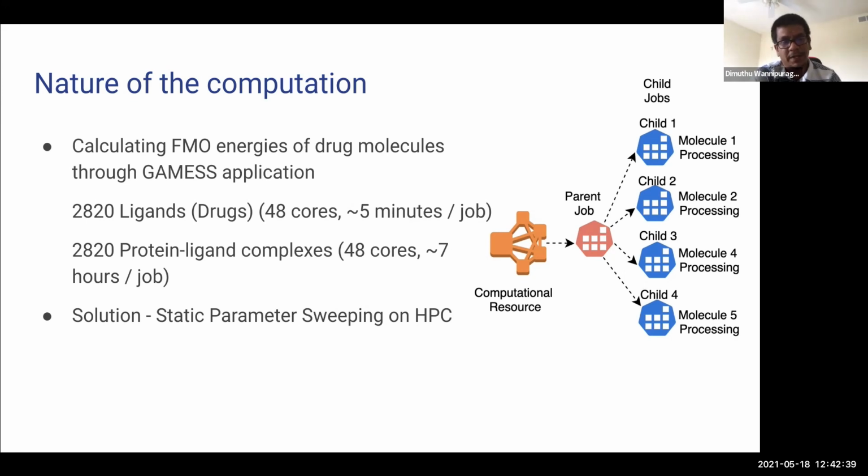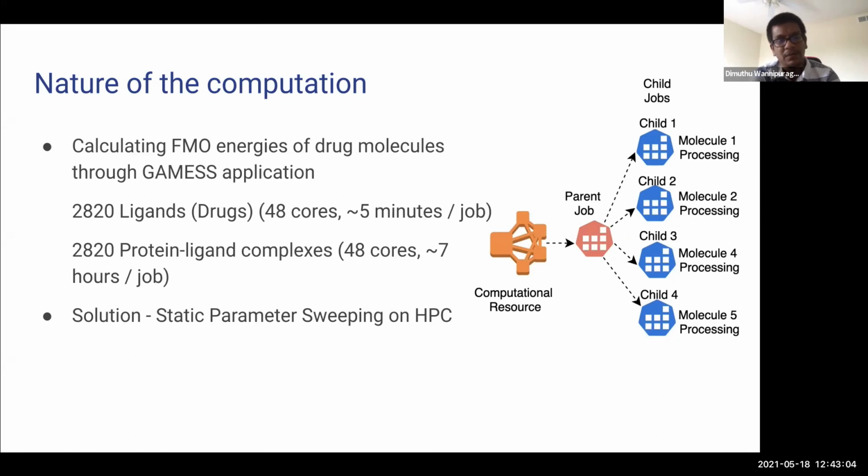So there are about 20 drugs that I have selected, and to calculate the FMO energy for each drug, the initial testing showed that it takes around 5 minutes on a 48 core machine. So it's a magnitude of 20 if you are running it in a serial manner.